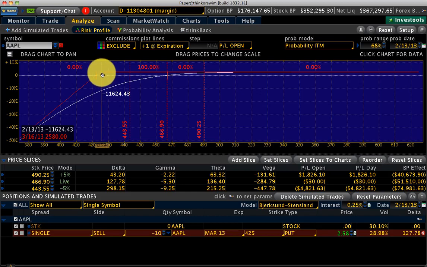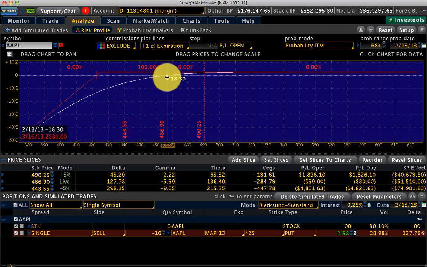If you were the seller of this option, you would still make your maximum profit if Apple was anywhere above 425. Now, if Apple goes up, then you don't have to worry at all, because you have your max profit in any of this range here. So you can see that now you're putting probability on your side.